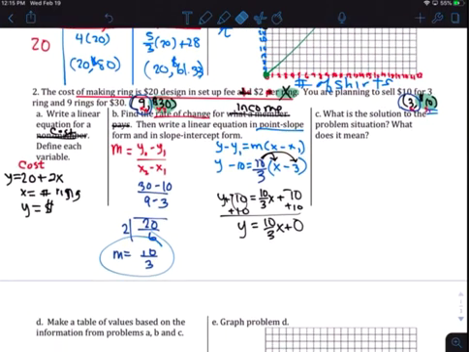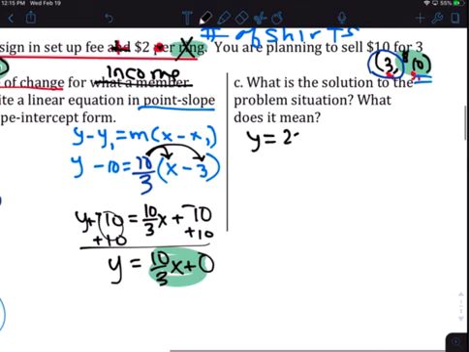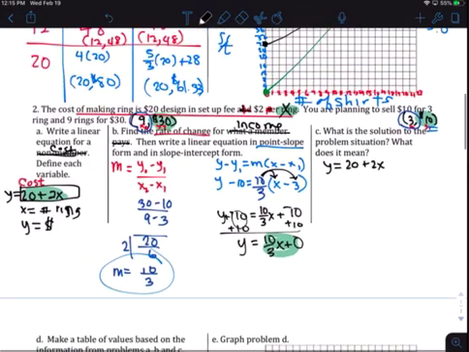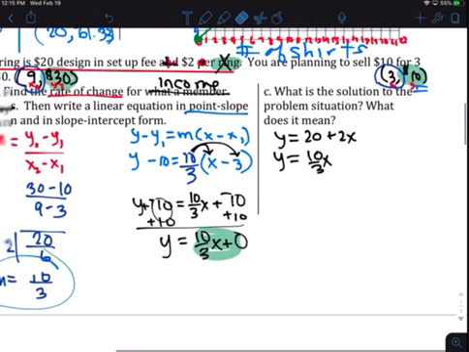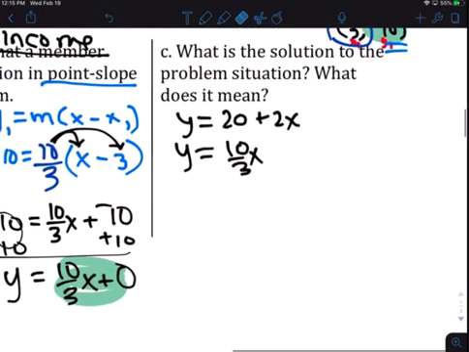So what you need to do here is you need to take this piece here, I'll highlight that, and this here. So you have y equals 20 plus 2x. The other one is y equals 10 over 3 x plus 0. You don't have to write that plus 0. Okay? You're going to use substitution because they're both in slope-intercept form, or one of them. So that means you're going to cross out something and substitute it.